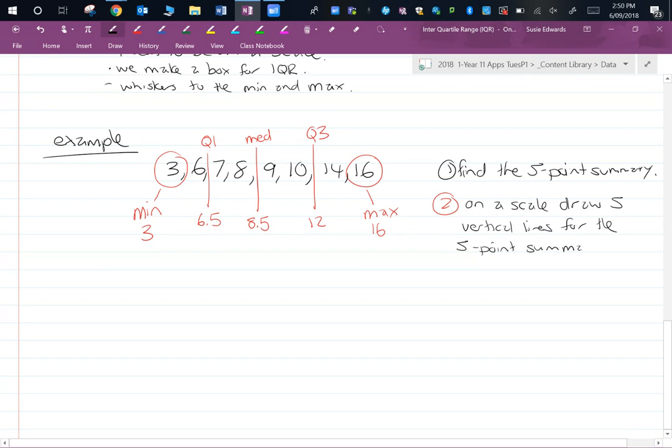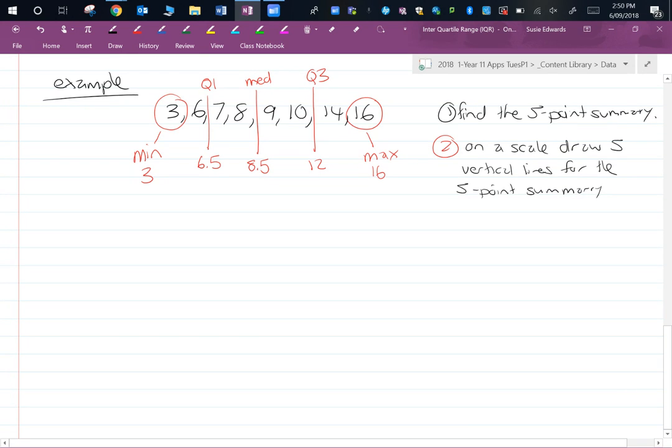So all of those 5 lines, it's almost like what I did with the first 3, but it needs to be on a scale. So our scale needs to go from at least below 3, so I'd start it at 2 and go to at least 16, so I'd go to 17. Everyone understand that? So usually you're just going to get a piece of graph paper and you need to work out your scale. We're just going to see how we go here.